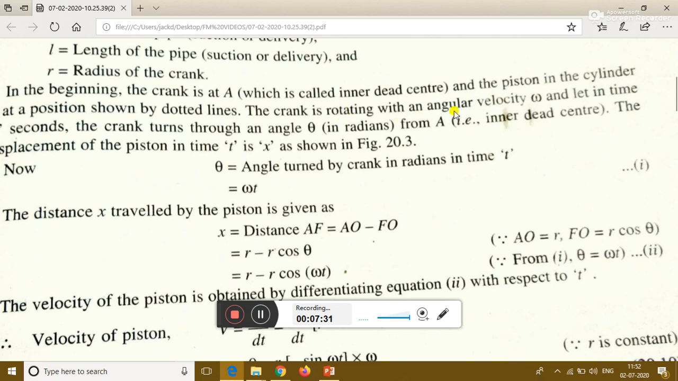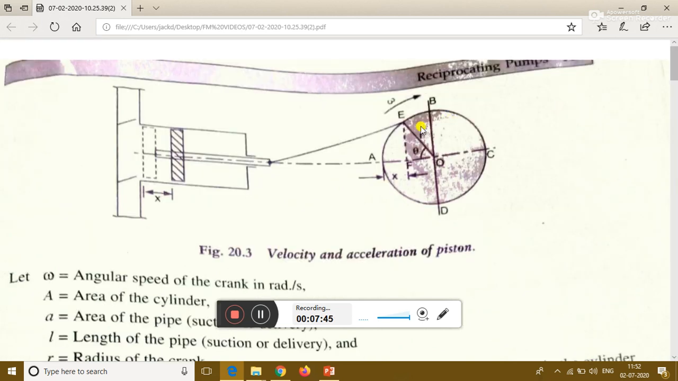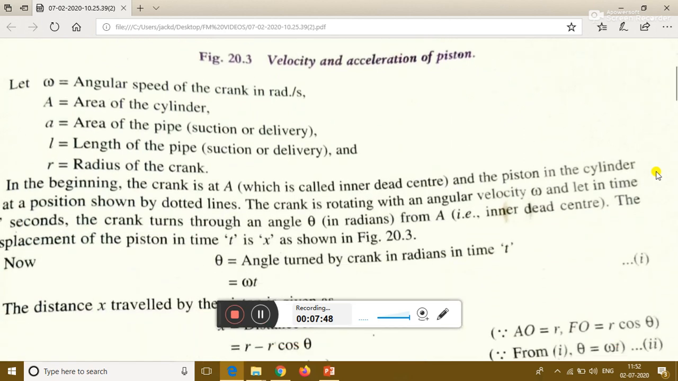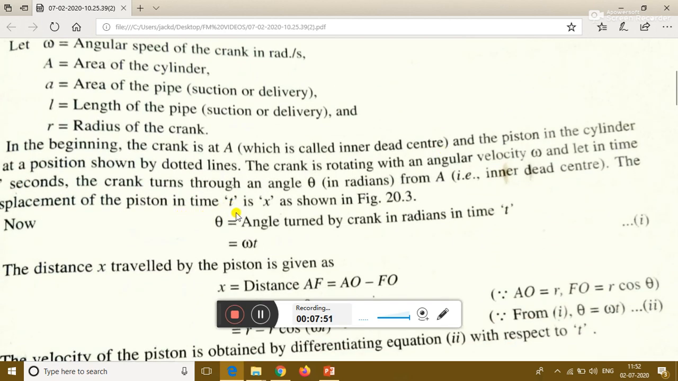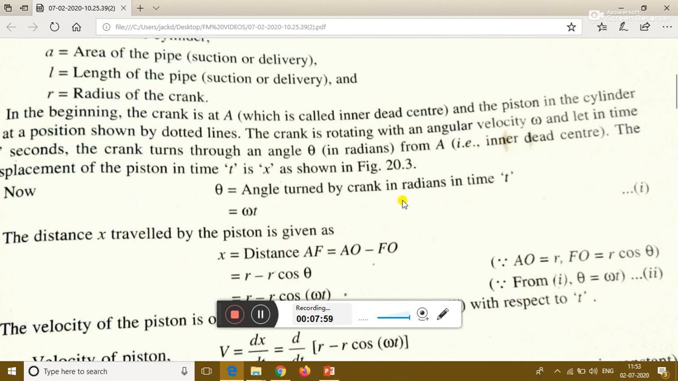The crank is rotating with an angular velocity omega. Let in time t seconds the crank turn through an angle theta, that is, the crank moves from A to a point E. The displacement of the piston in time t is x, and it is shown in the figure. Now theta is the angle turned by the crank in time t seconds. What is theta? Theta is omega into t, just as distance equals speed into time. In case of rotation, theta is equal to angular velocity into time duration t.